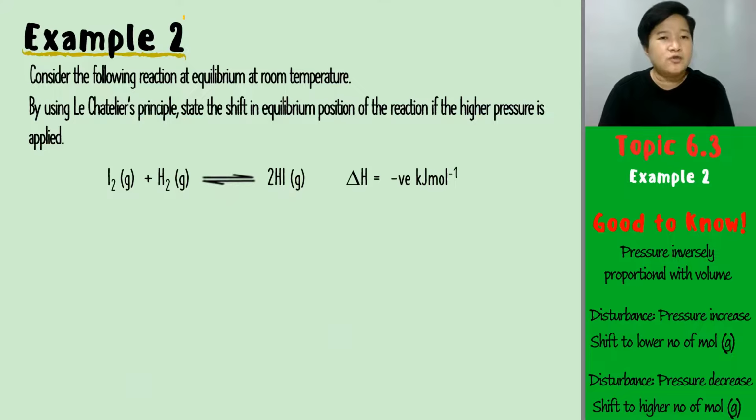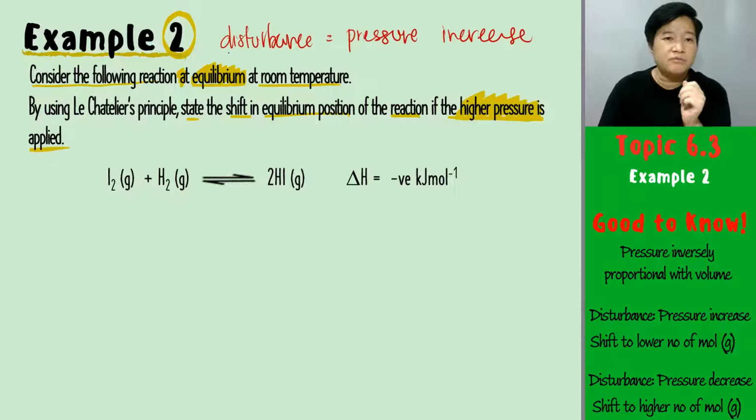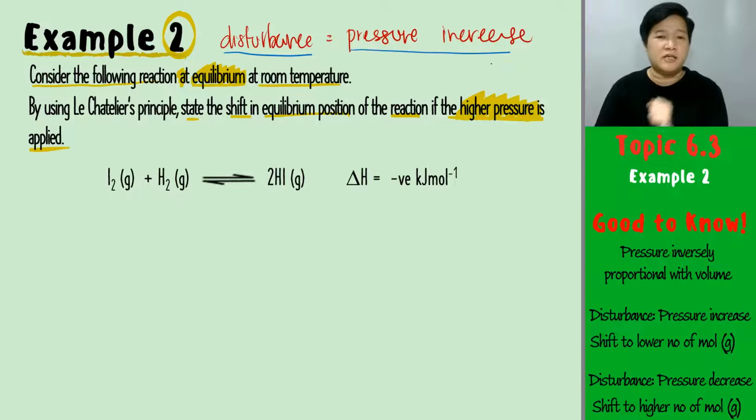Alright? Let's try another example. Consider the following reaction is at equilibrium at room temperature. So right now your system is already at equilibrium. By using Le Chatelier's principle, state the shift in equilibrium position of the reaction if the pressure applied is higher. And right now, we have identified the disturbance. The disturbance is pressure increase.